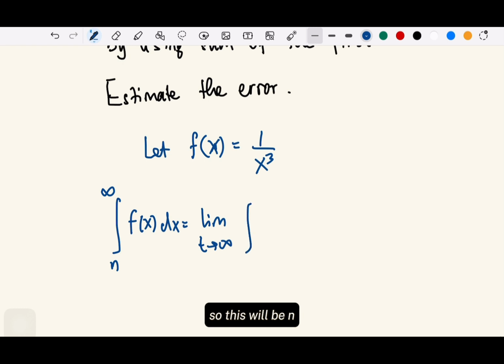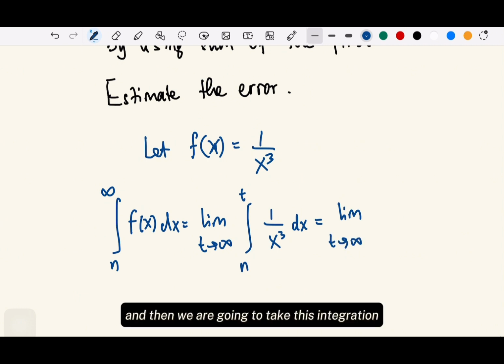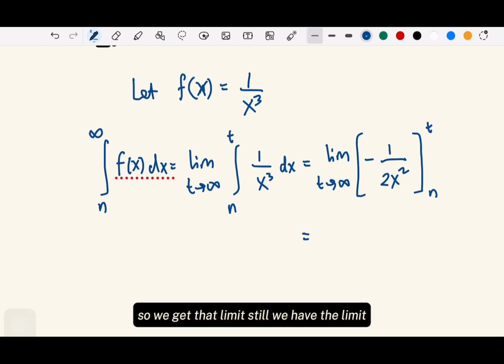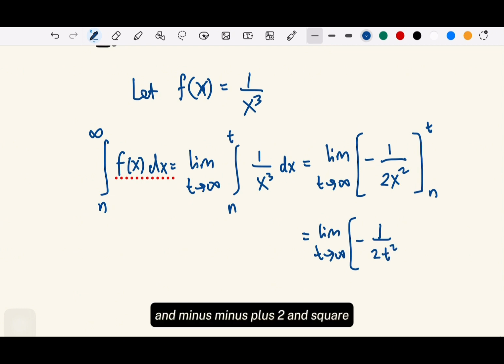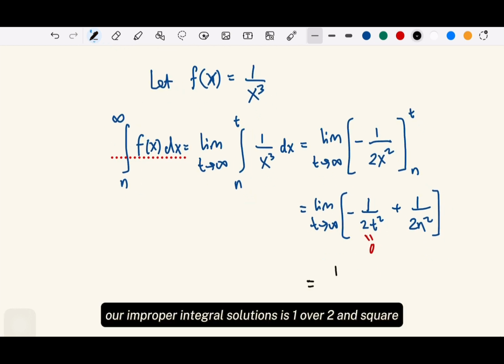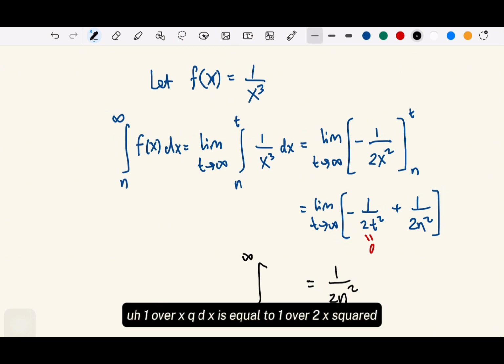So this will be the integral from n to t of 1 over x cubed dx, and the limit as t goes to infinity. Taking this integral, we have negative 1 over 2x squared, evaluated from n to t. So we get the limit of negative 1 over 2t squared plus 1 over 2n squared, and the first term goes to 0. So our improper integral of 1 over x cubed dx is equal to 1 over 2n squared.